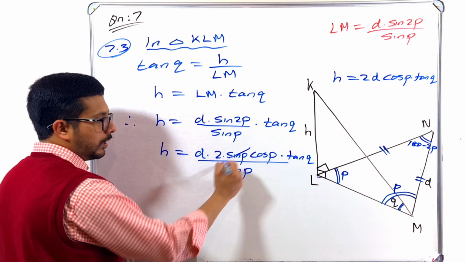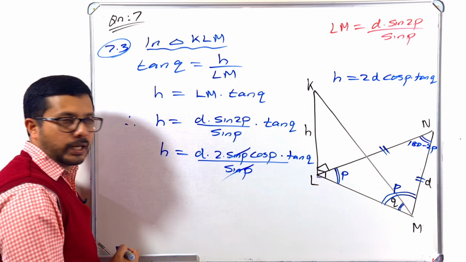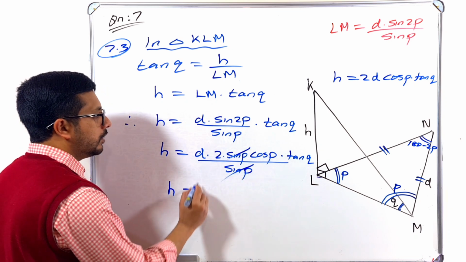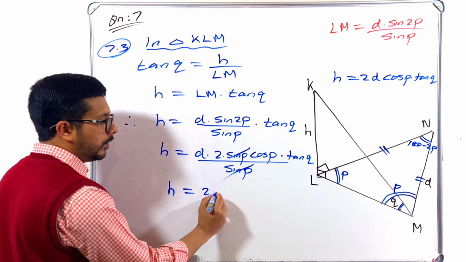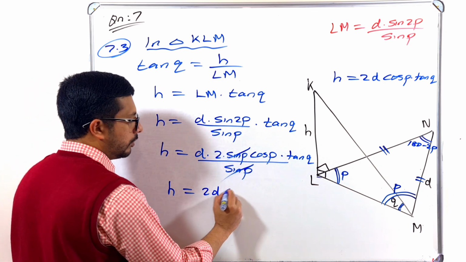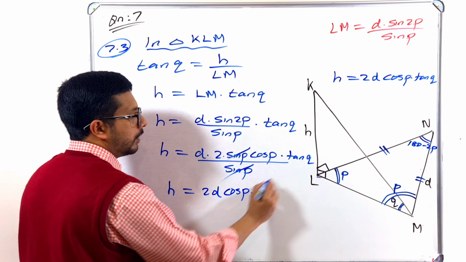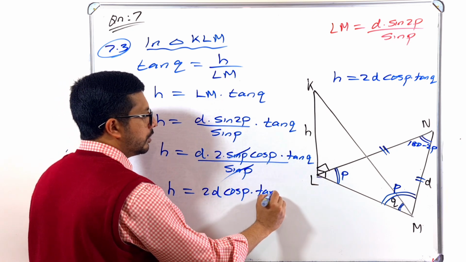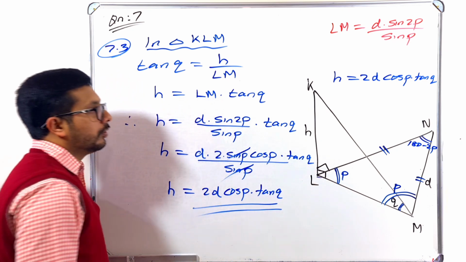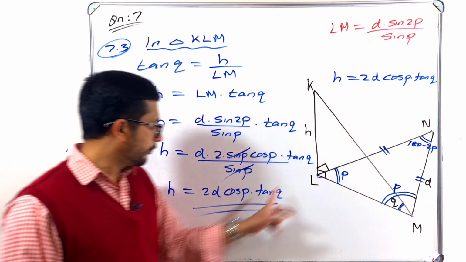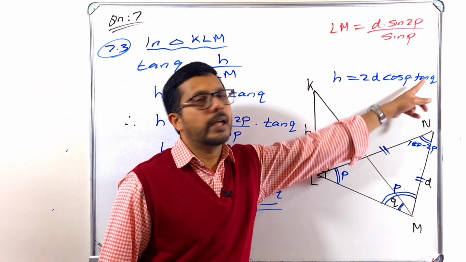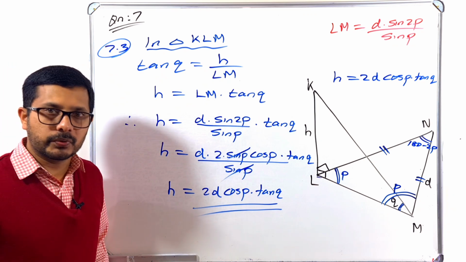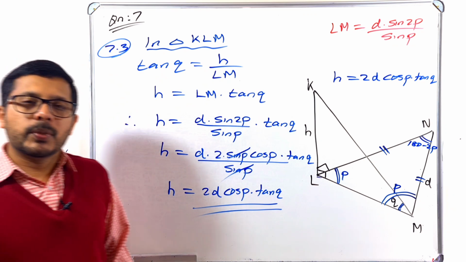Here you can see sine p and sine p cancel. So what is remaining? H is equal to 2d, d into 2 is 2d, 2d cos p tan q. Is it not what we want to prove? 2d cos p tan q. That is what we want to prove. So that is question number 7.3.